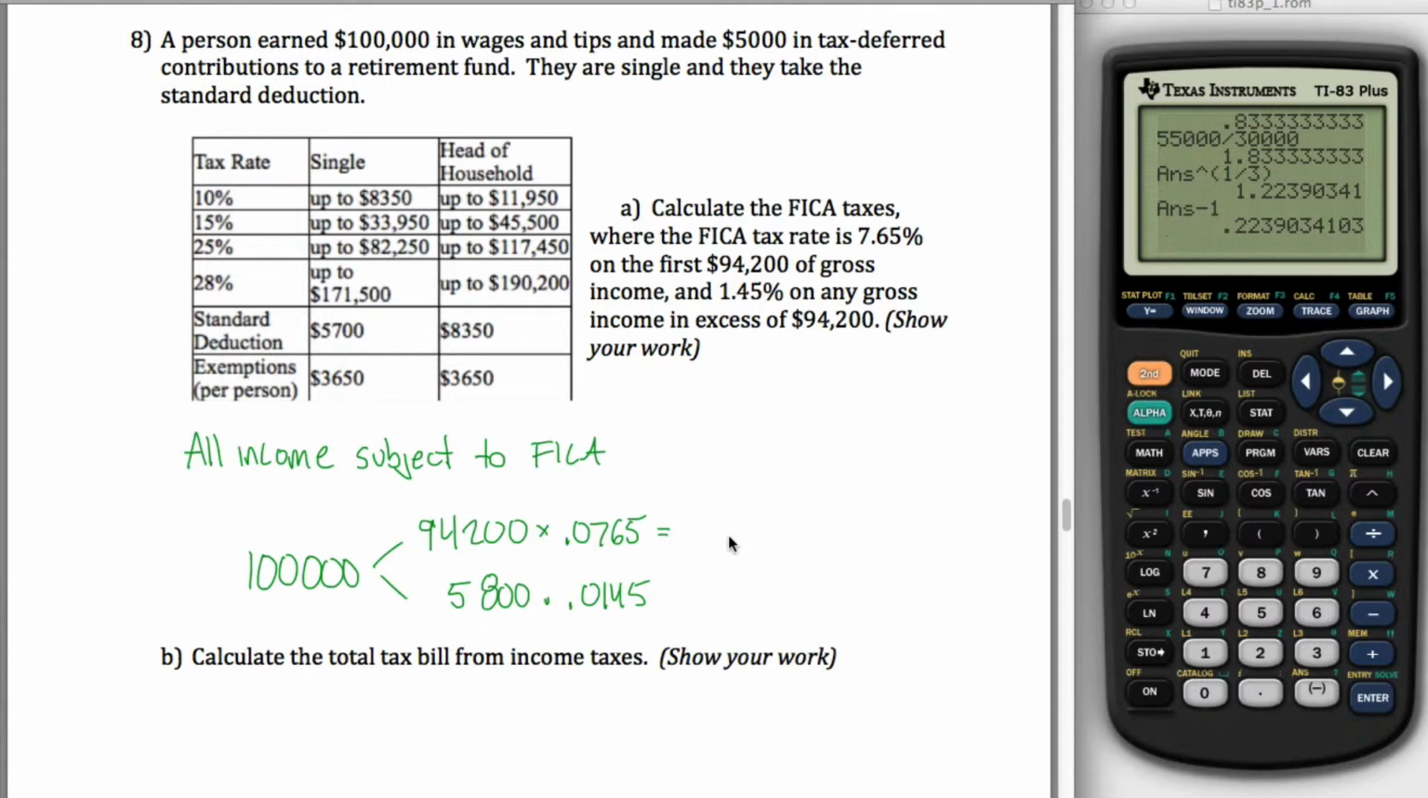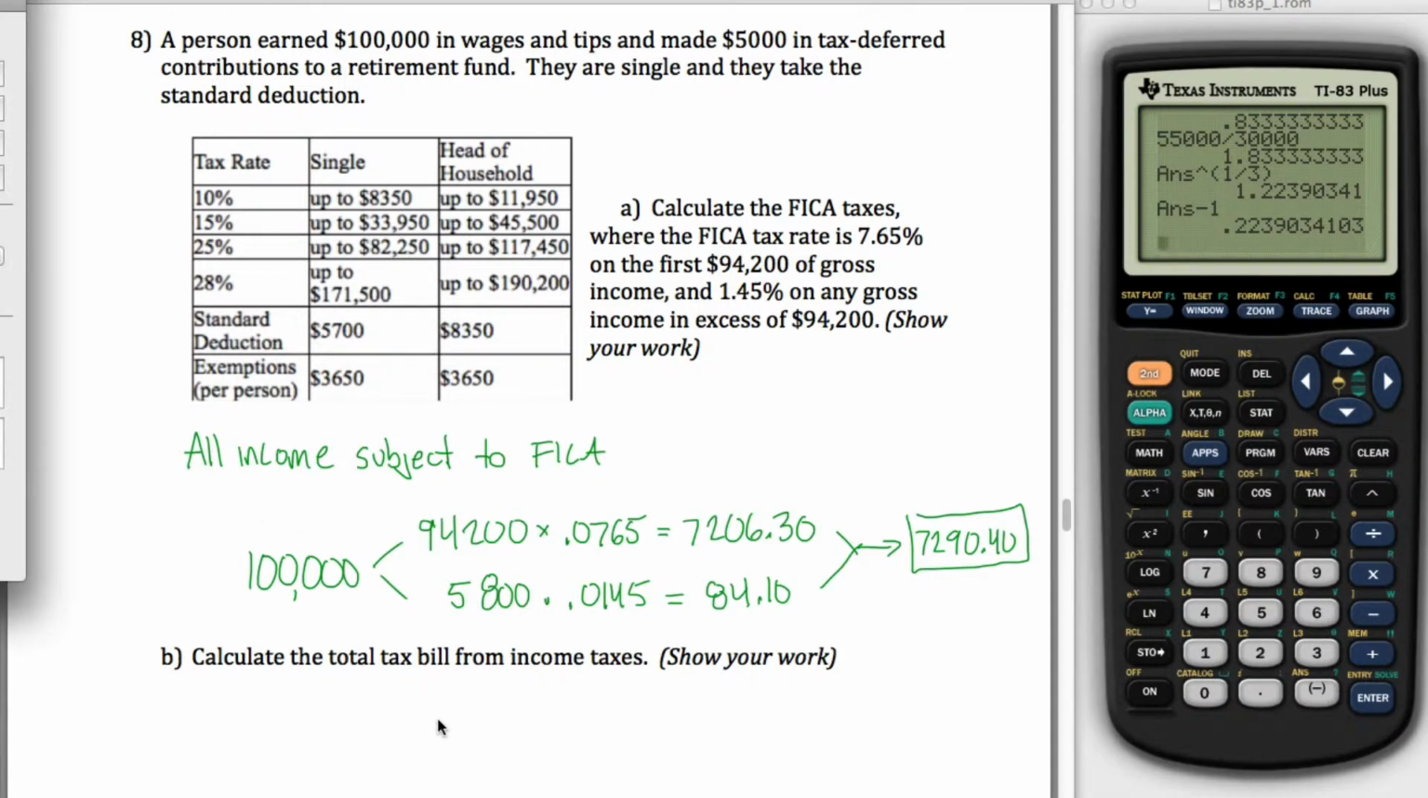So if you multiply these out on a calculator, you get $7,206.30. You multiply these guys together, you'll get $84.10. And then if you add up those two numbers right here, this number plus this number, you'll get $7,290.40. A lot of money, but don't worry, you made 100 grand, so you're doing all right giving up 7,000. That's FICA. FICA is different than your total tax bill. Your income taxes are different.